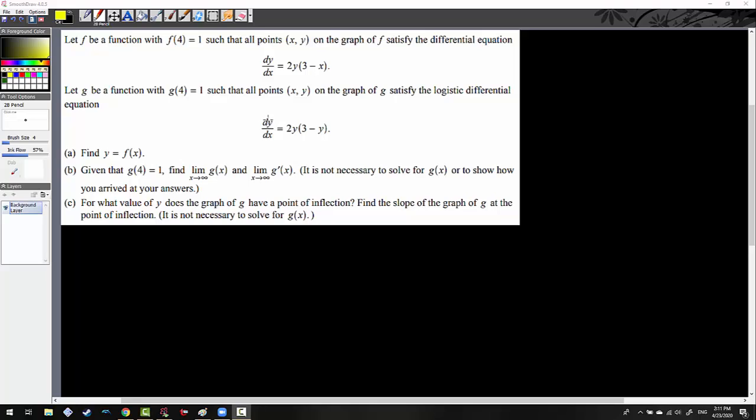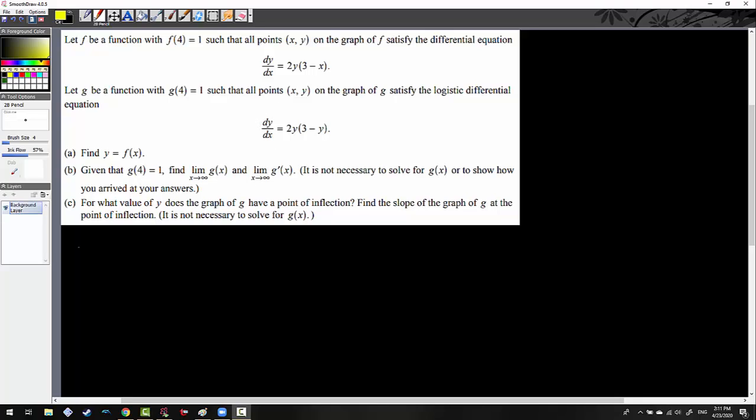In today's episode, we will be discussing the 2006 B version from the Calculus BC, question number 5, non-calculator. It reads, let f be a function with f of 4 equaling 1, such that all points x, y on the graph of f satisfy the differential equation, and let g equal all that stuff as well. Part A reads, find y equals f of x.